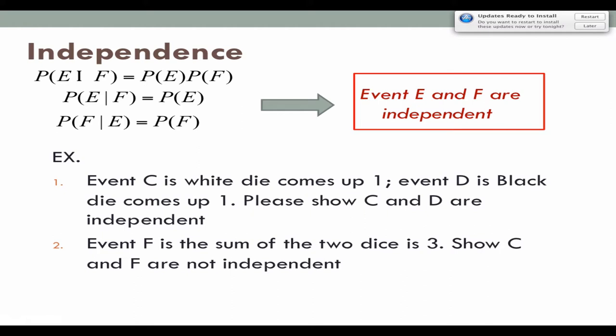We want the sum of those two dice to be 3 and the white die to be 1. So only F intersect C: one, two. Only one elementary outcome happens, which is 1 out of 36. Then what is the probability of F?